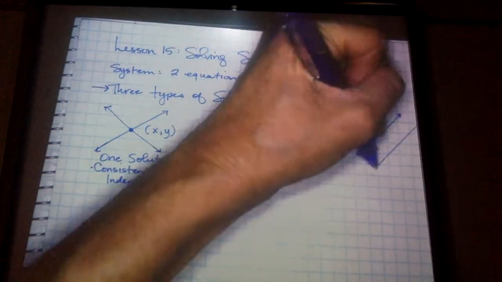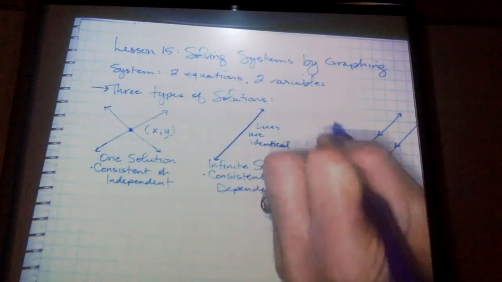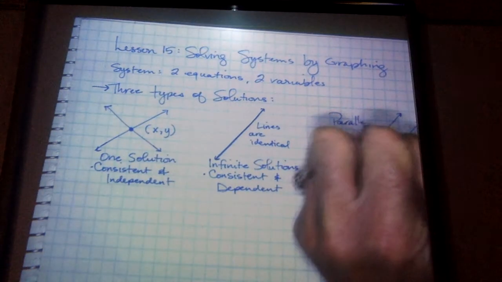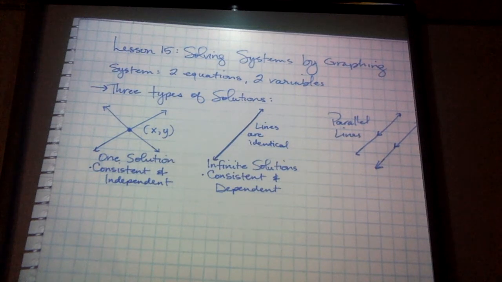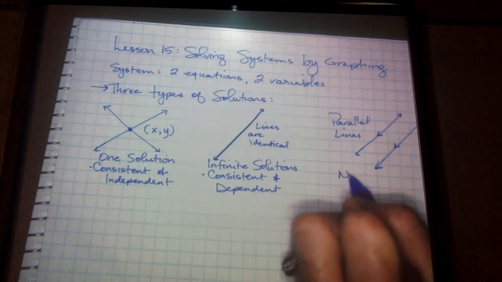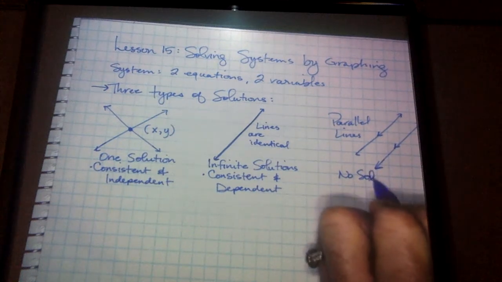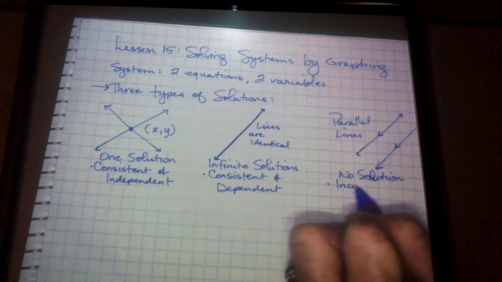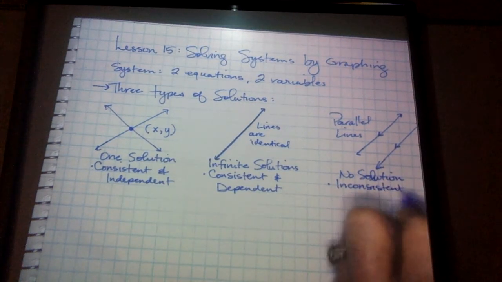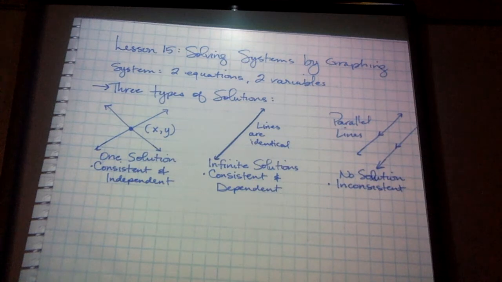Okay? Your last possibility is two lines that are parallel. In that case, since they don't intersect and they don't overlap, there is no solution. So this is the only one that is inconsistent. Okay, so you can probably leave that one as just inconsistent.